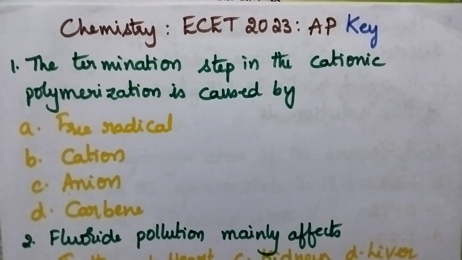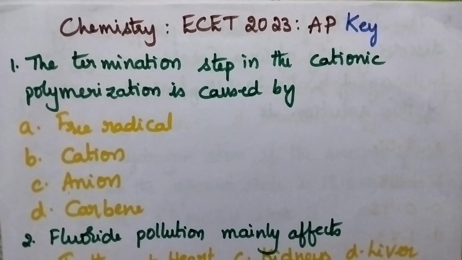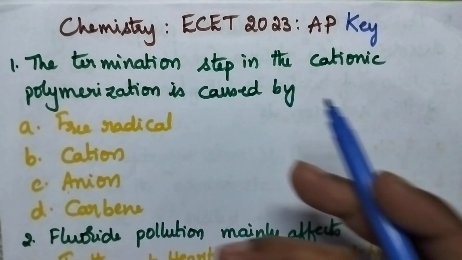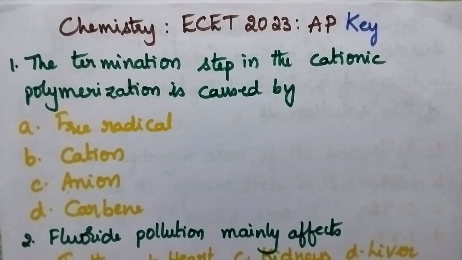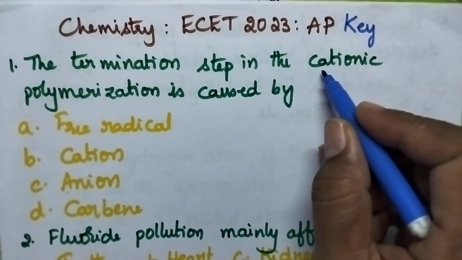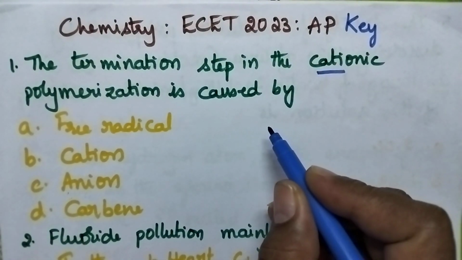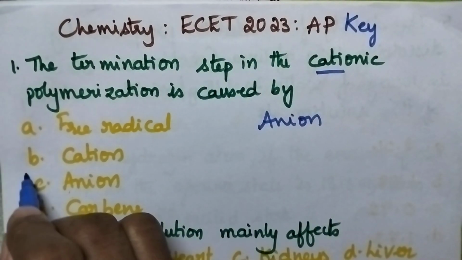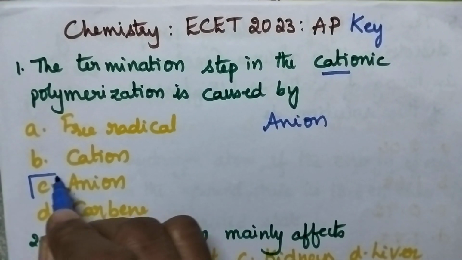In this video, I am going to share the Chemistry ESET 2023 AP key. The termination step in cationic polymerization is caused by? Generally, cationic polymerization is propagated by the attack of the cation, and hence it can be terminated by the attack of an anion. So, option C is the right answer.